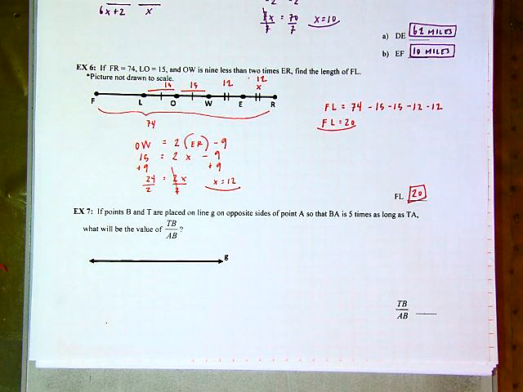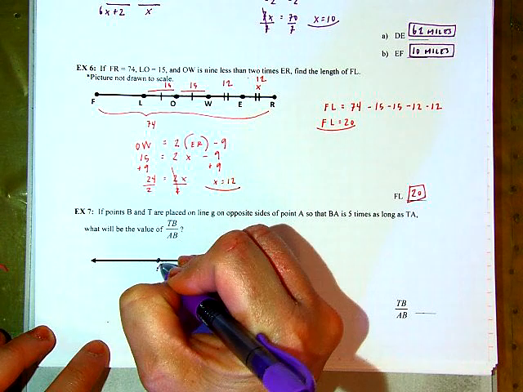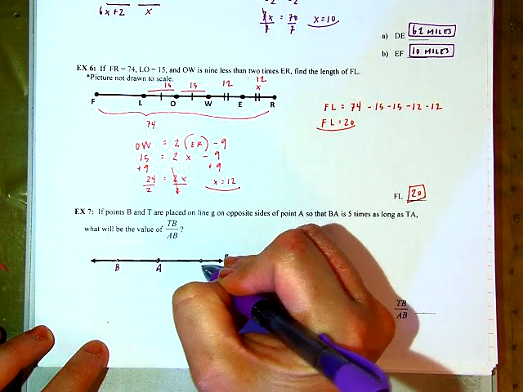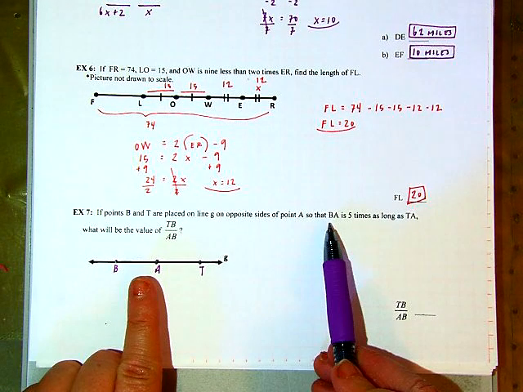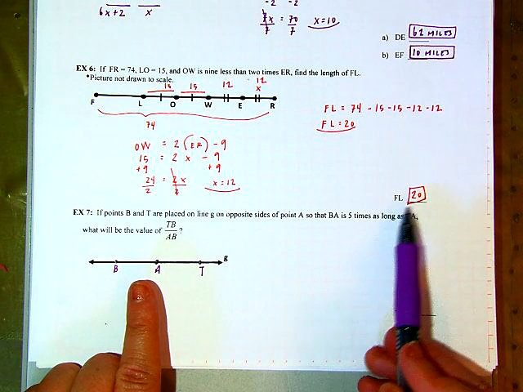Okay, so let's, again, make a picture. So B and T are on opposite sides of A. So let's put A here, and I'll put B here, and T here. Again, I'm not doing this to scale, right? I'm just giving myself a visual anchor. Okay, next. So go back and read it. BA, that measure, is 5 times as long as this measure right here.